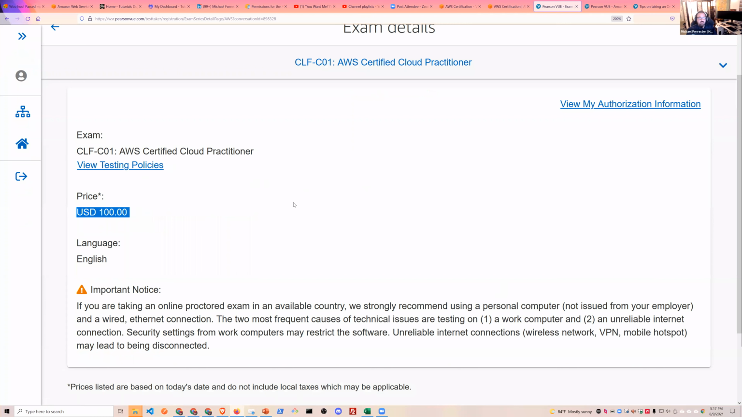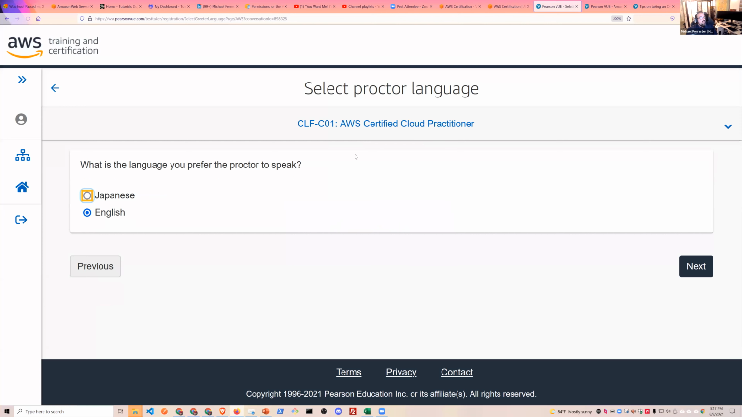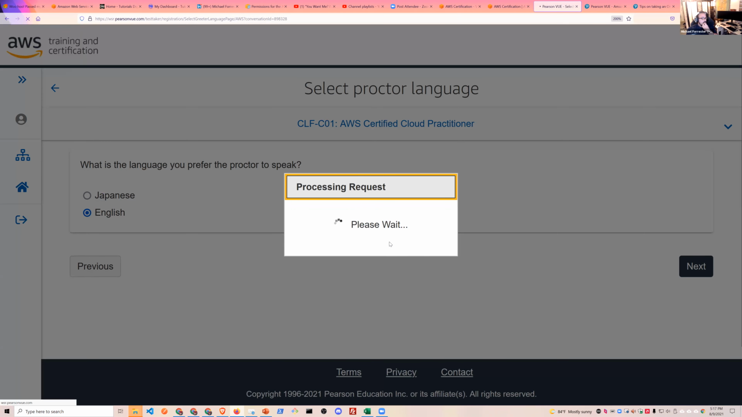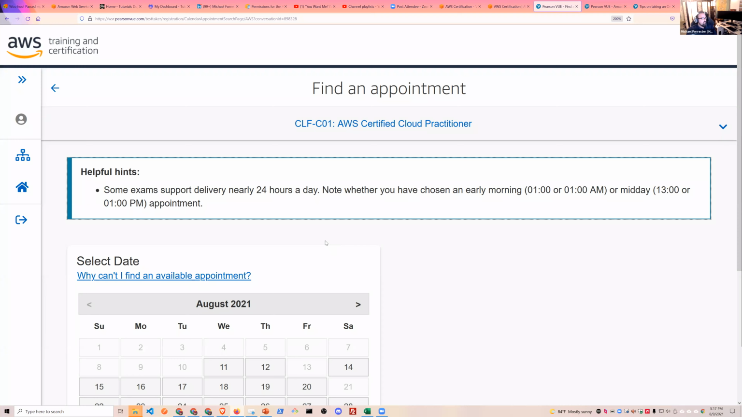The exam's $100. Vouchers have been provided. I'll show you where to put the vouchers in. And you just confirm that you're taking an online exam. You click next, and then it's going to ask you for the language that you want the proctor to use. Oddly enough, AWS is really popular in Japan, which is why that's the other language. I thought China would have it as well, but they don't.